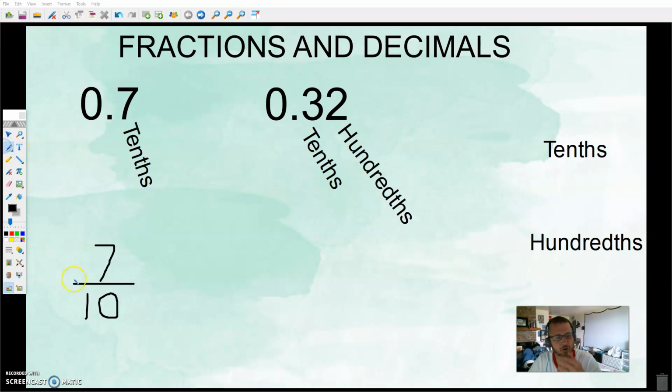Now the one thing you need to remember when writing your fraction, or writing it in fractional form, is that you only have to write the word of the last place. So here, tenths was my last place, so there's a 10 down there. Here, hundredths is my last place, so the bottom of my fraction would be 100, and 0.32 would be 0 and 32 hundredths, or 32 over 100, which is 32 hundredths.